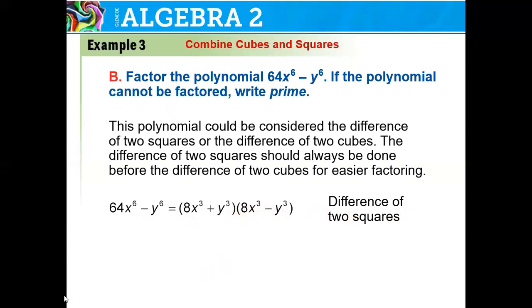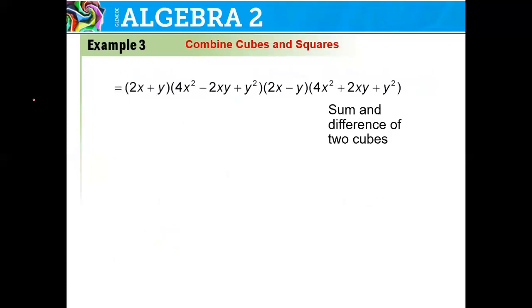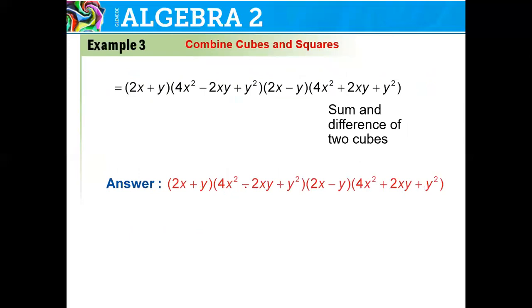So we go back and we write that. Remember that we have here 64x cubed, it's 8x cubed. I can rewrite it as a equals 2x and, sorry, b equals y. Then I can factorize a cubed plus b cubed as a plus b times a squared minus ab plus b squared, this way. So I'll get 2x plus y times 4x squared minus 2xy plus y squared times 2x minus y times 4x squared plus 2xy plus y squared.